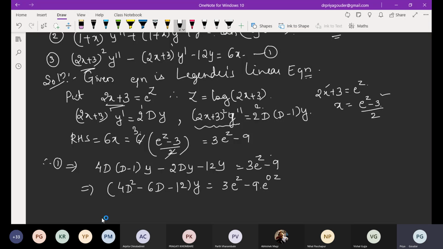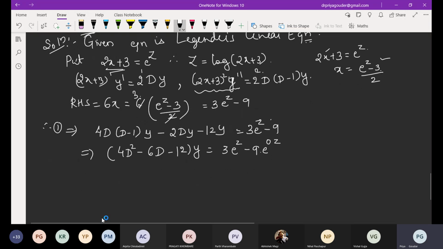How to write for the second term? You can adjust it as e raised to 0z. It's converted to the previous format, where we have constant coefficients. Let us start solving. What is the auxiliary equation? 4m square minus 6m minus 12 is equal to 0.